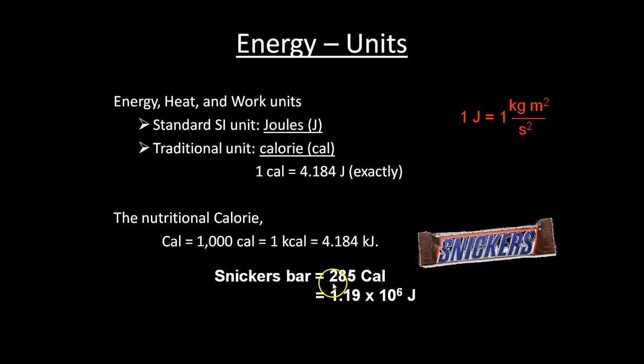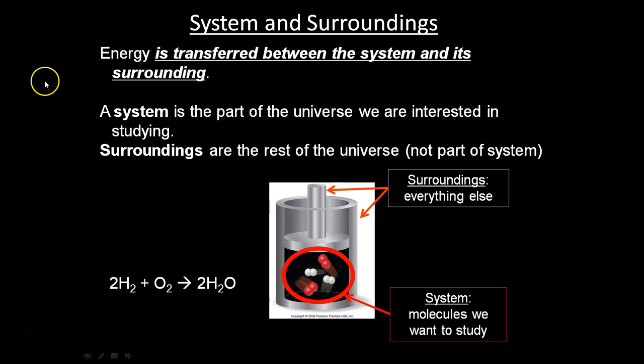So if a Snickers bar is 285 calories, you could actually calculate how many joules of energy is in a Snickers bar by doing a conversion from the nutritional calorie to the calorie unit that we use, and then doing a conversion from calorie into joules. And so you'd find out that it's 1.19 times 10 to the 6 joules is how much energy one Snickers bar has.